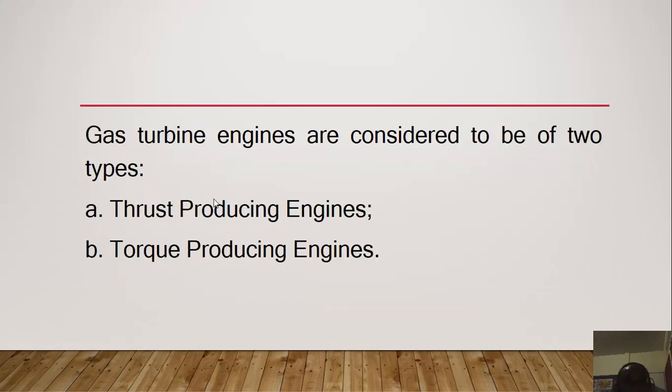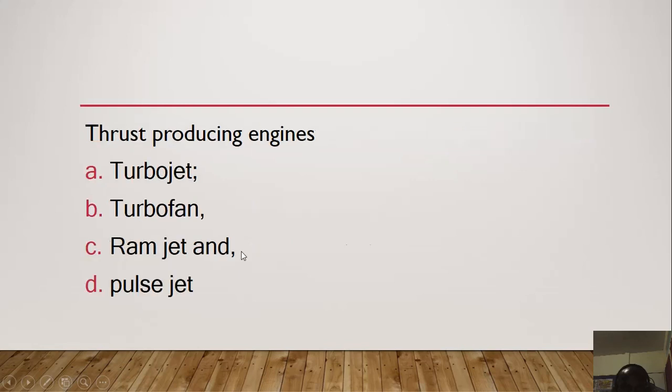So we have two types of gas turbine engines: the thrust producing and the torque producing. The thrust producing engines are turbojet, turbofan, ramjet, and pulsejet. TFRP, that is like an acronym: turbojet, fan, ram, pulse.